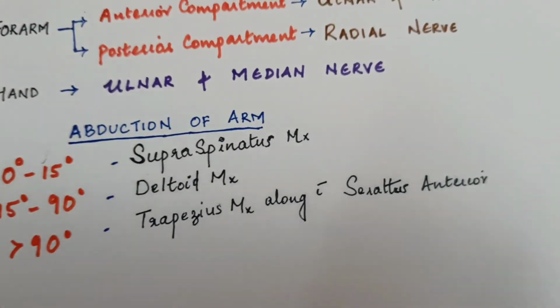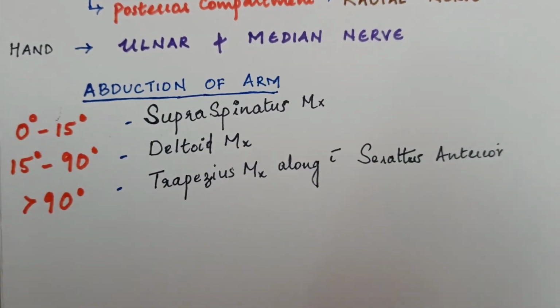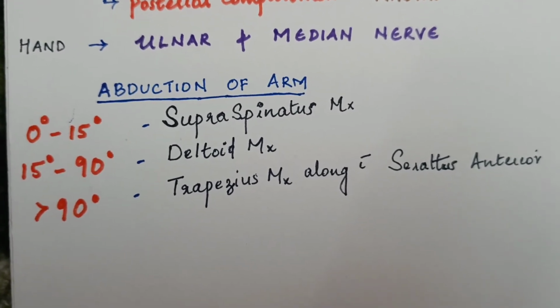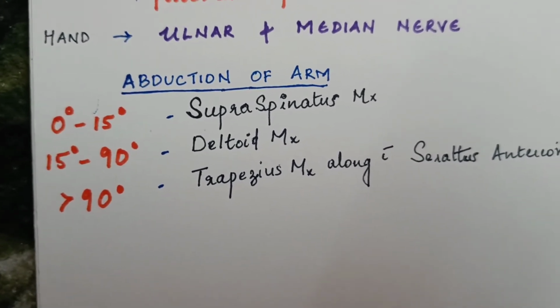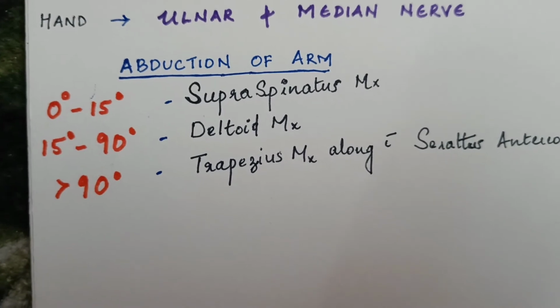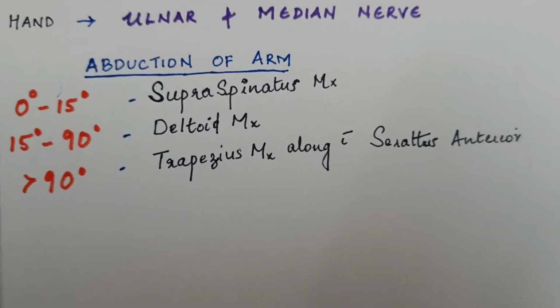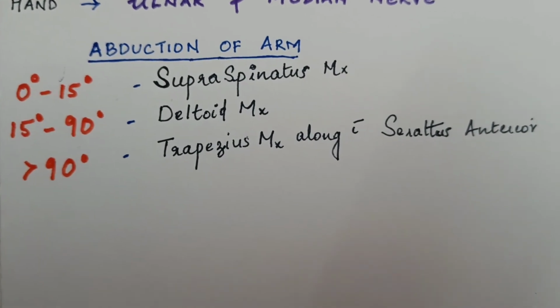So these three abductions and degrees you have to learn. 0 to 15 degrees is supraspinatus muscle, 15 to 90 degrees deltoid muscle, more than 90 degrees trapezius muscle along with the serratus anterior. These three muscles are helping the arm for abduction.